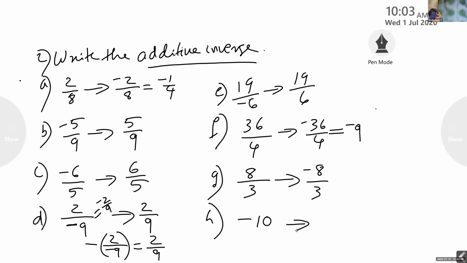Nivedya, what is the additive inverse of negative 10? 10 by 1? It is 10. No need of denominator. You just change the sign for additive inverse. For multiplicative inverse, we write the reciprocal. Okay. Now, next set of questions.